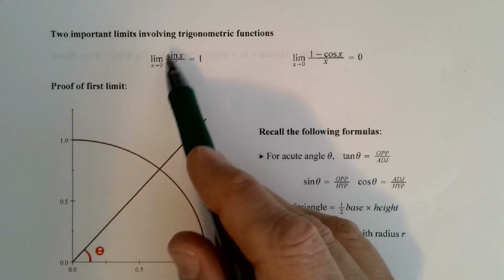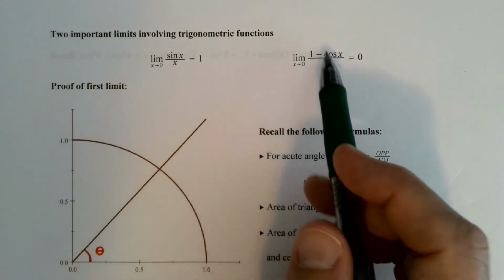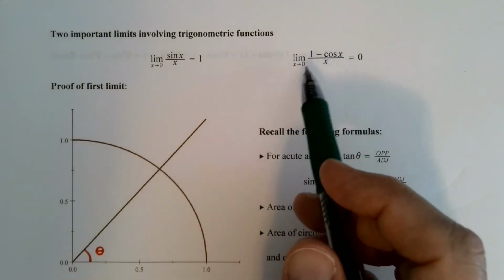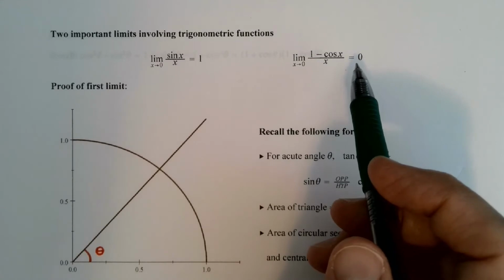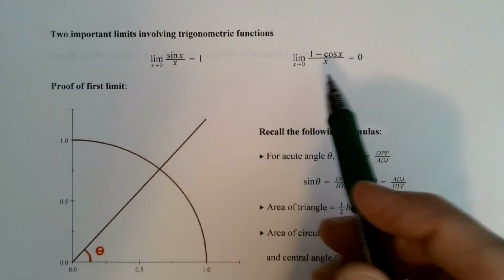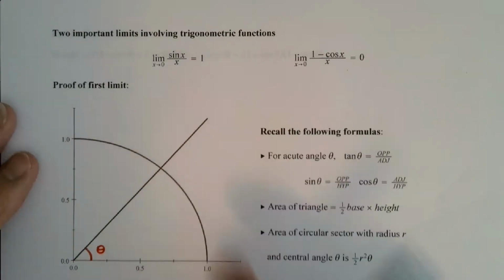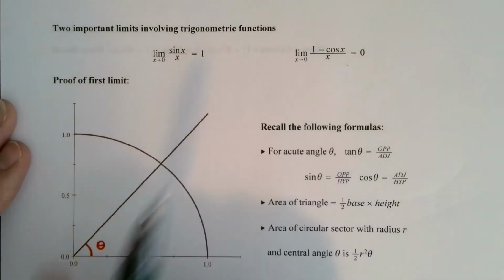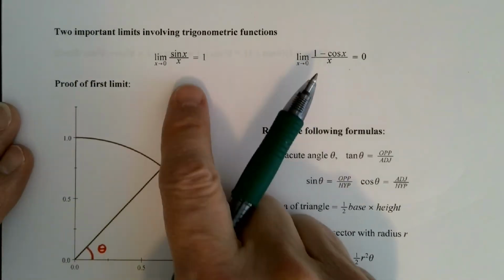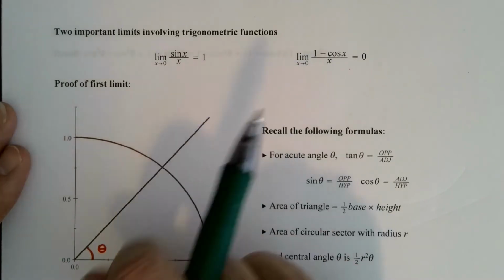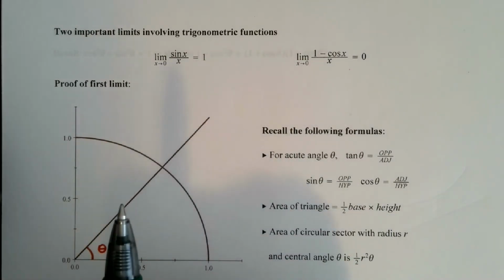We're going to use this limit to evaluate this limit, which also is indeterminate form 0 over 0, but this limit turns out to be equal to 0. And these two limits together are very useful, and we will need them later on in the course. So we want to spend time proving this one. And this one's going to be different because we're going to use the squeeze theorem, but in order to set that up, we have to do some geometric constructions.